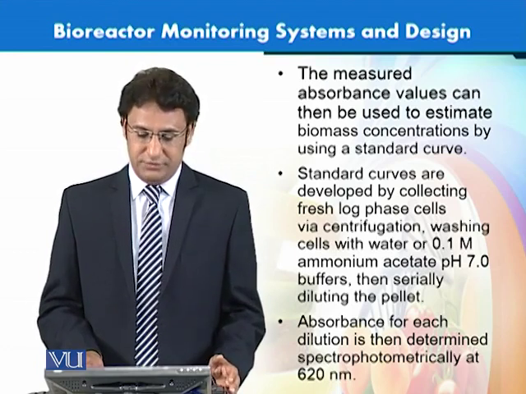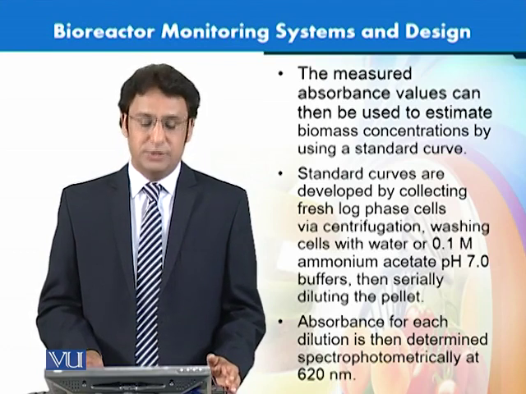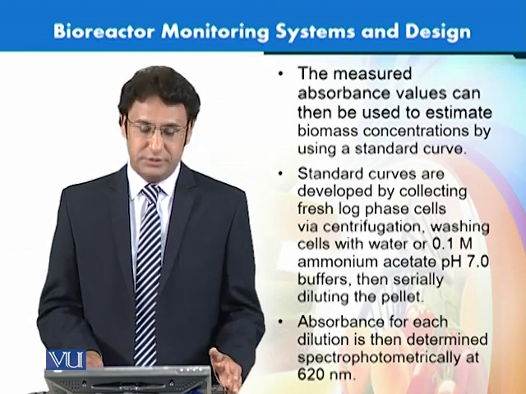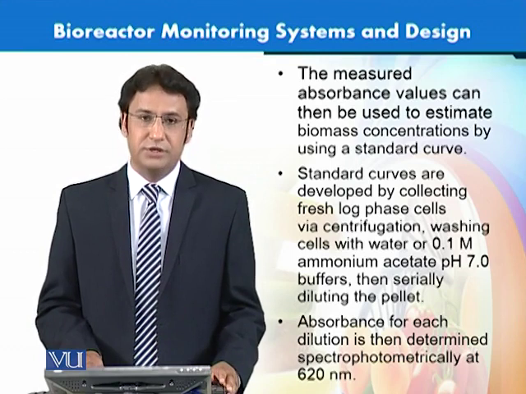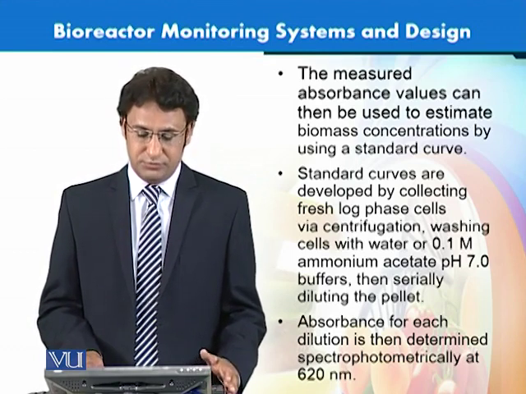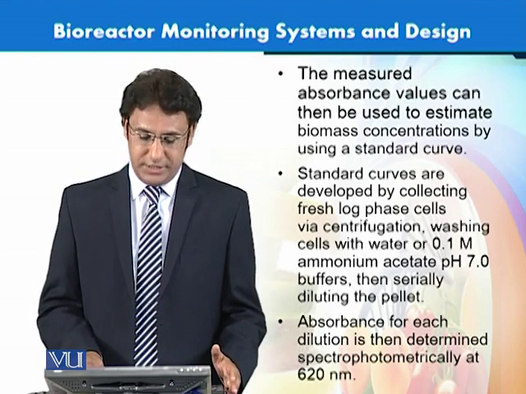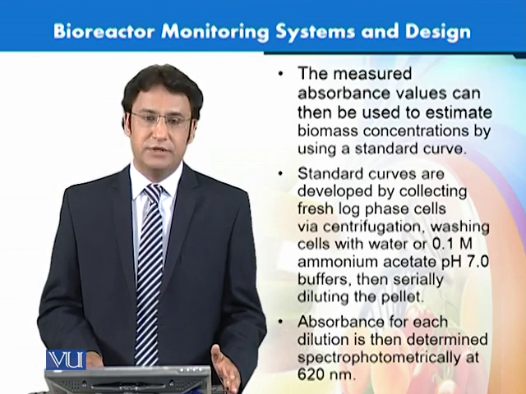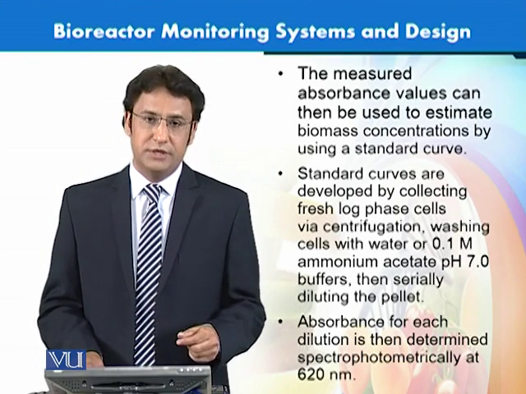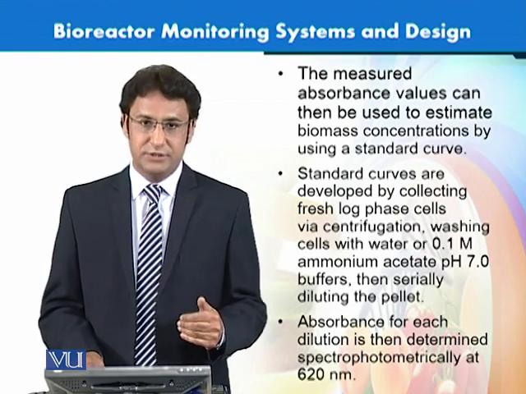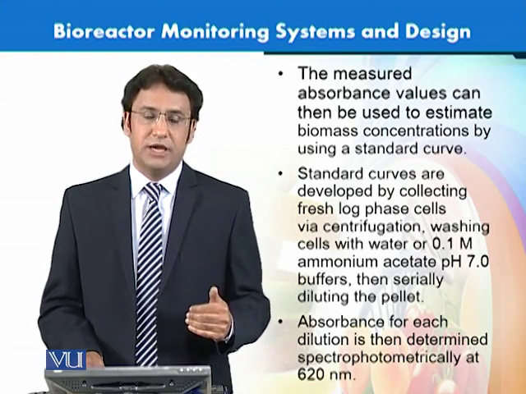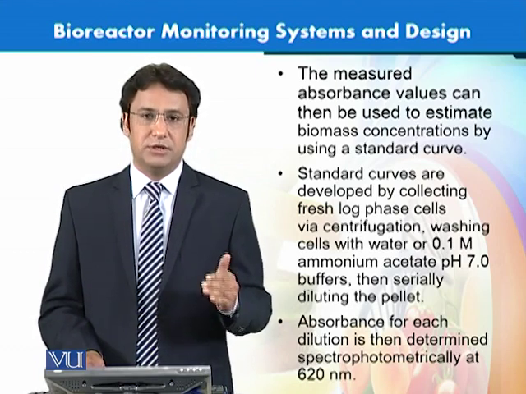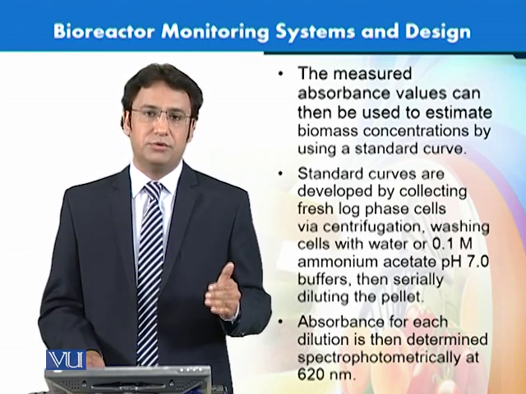How do we make this standard curve? It is simple. We have to start with fresh microorganisms. Through centrifugation, we take these microorganisms from the log phase. We wash these cells with 0.1 molar ammonium sulfate at pH 7 buffer, and then we serially dilute these pellets. Serially diluting these pellets gives us different concentrations of these microorganisms, and once we measure the absorbance at different concentrations, we can develop our own standard curve.